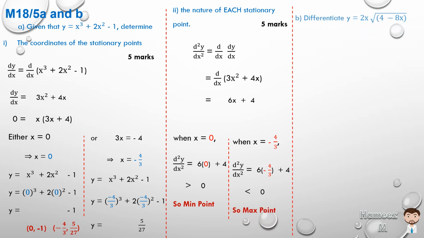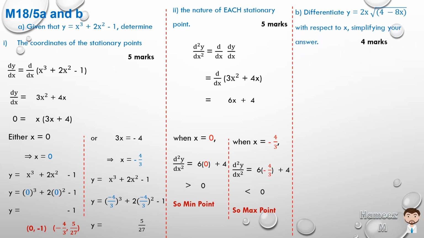Part B, differentiate y is equal to 2x by the square root of 4 minus 8x with respect to x, simplifying your answer. So we can use the product rule, so the differential of 2x by 4 minus 8x to the power half, which is the same as square root.